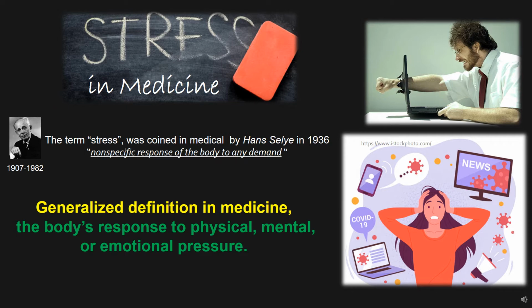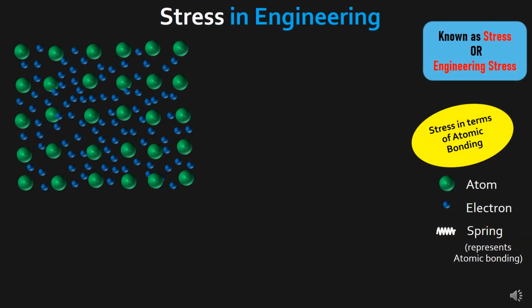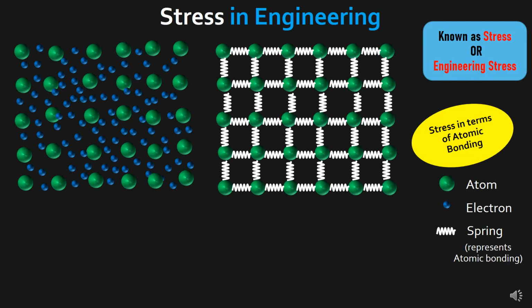So the generalized definition of stress, if you will see, it is the response of the body to physical, mental or emotional pressure. So the catch here is that whenever our body is disturbed by some external influencing factors, then body creates a response. So this term response is the key factor which we will use in our engineering also. So stress in engineering is also known as simply stress or engineering stress.